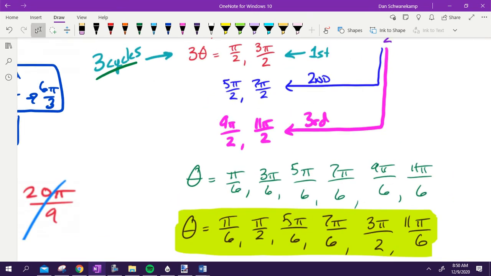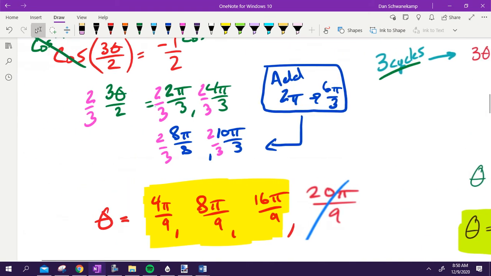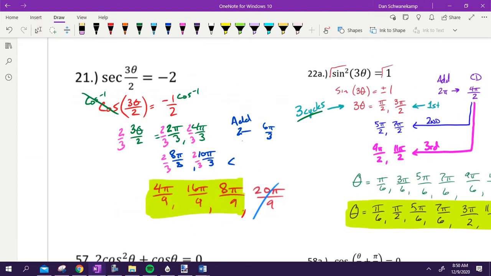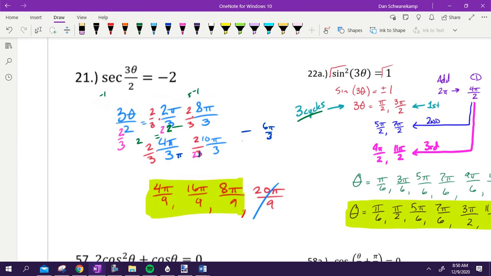You find your mistake? Okay. Yes, ma'am? Can we go over 21? I would love to go over 21. Oh, let's just start from scratch. All right, let's look at 21.